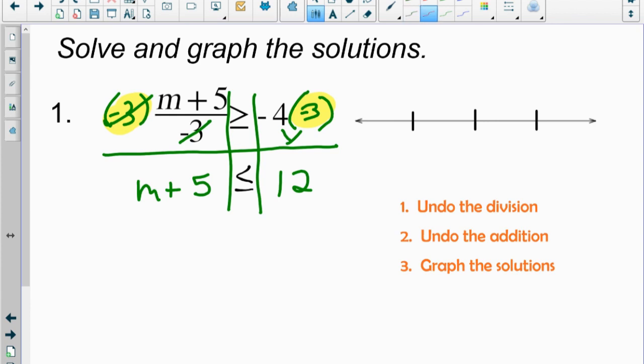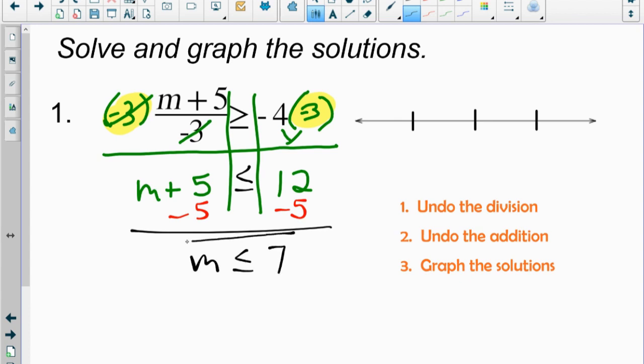Now we finish solving. m's not by itself yet, so we've got to keep going. To undo the plus 5, we subtract 5. And we'll get m. I would do the subtract there, so leave the inequality symbol the same. m is less than or equal to 7.